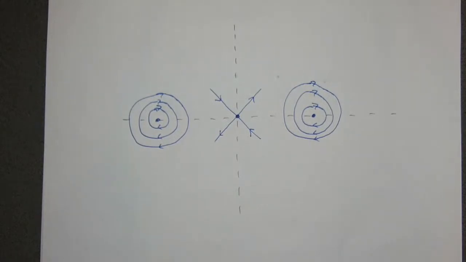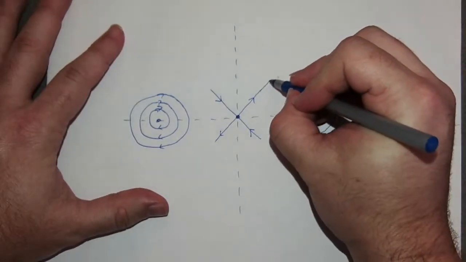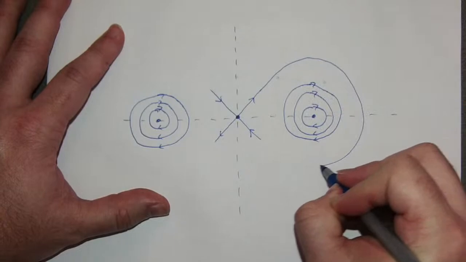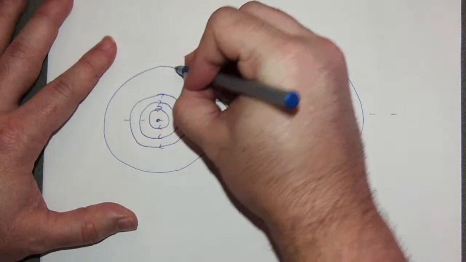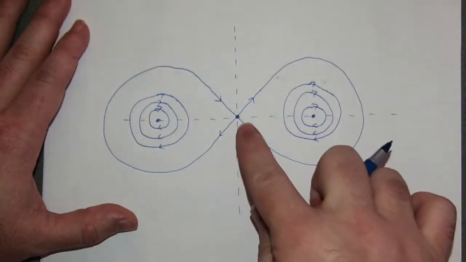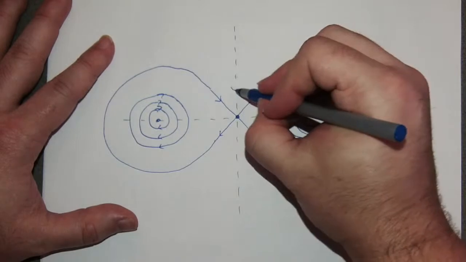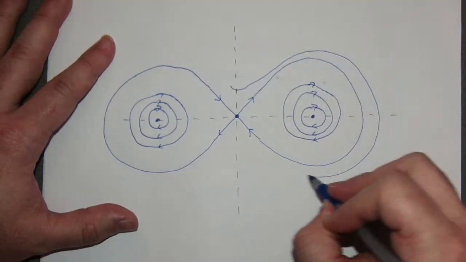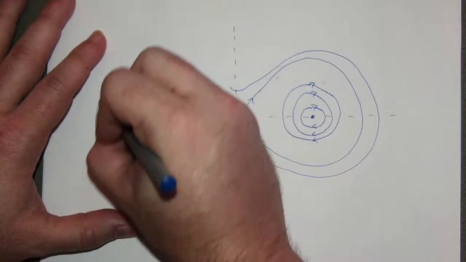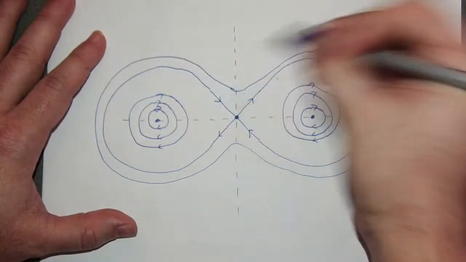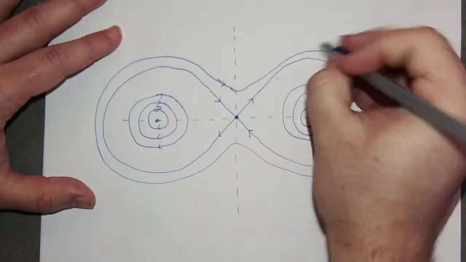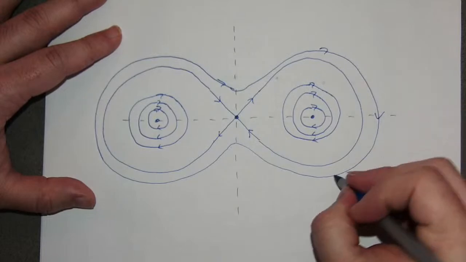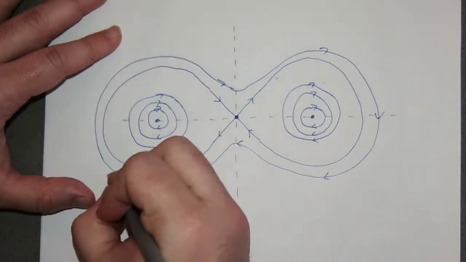Now, how can I finish this picture? Well, the way that this actually looks is something like this. So the trajectories on the outside look something like this. They need to respect the direction indicated by these things. So this trajectory is going around here, around here. Notice the directions match up.